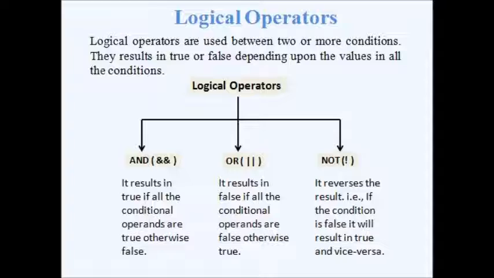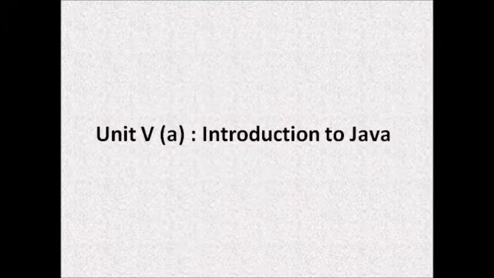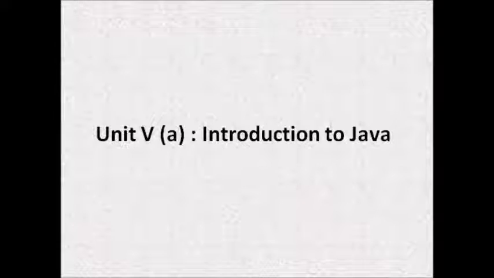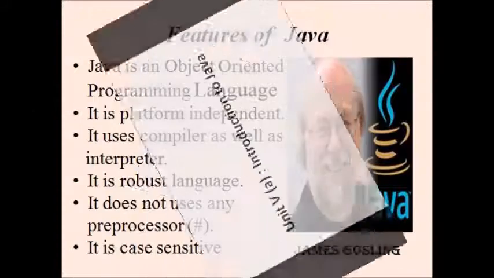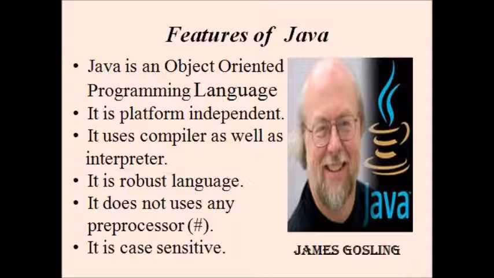So students, let's revise little bit about Java in Unit 5 A part, Introduction to Java. We all know Java was developed by James Gosling and his colleagues at Sun Microsystems in 1991.